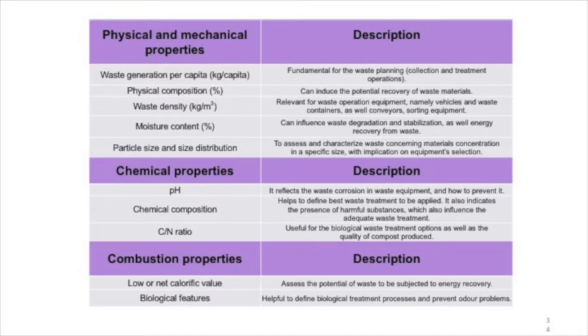For instance, for composting, we want to know the relationship between carbon, nitrogen, and phosphorus to know whether it's adequate to do composting for the type of waste or not. We want to know other components within the waste, for instance, toxic chemicals or compounds that can inhibit the bacteria that do degradation processes, whether this degradation is for composting or for biogas production. We're going to look at the low or net calorific value of the waste and biological features. This can help us to define the type of treatment.